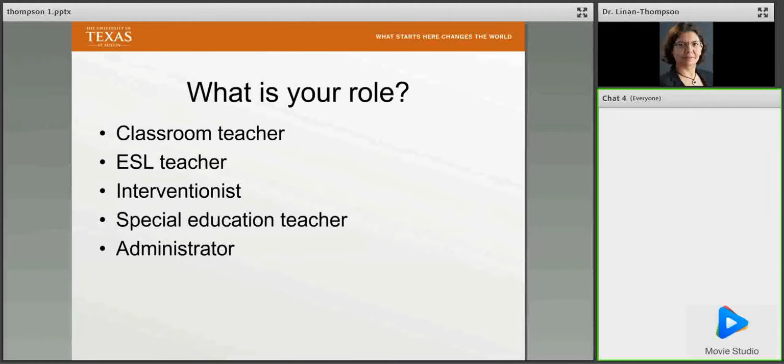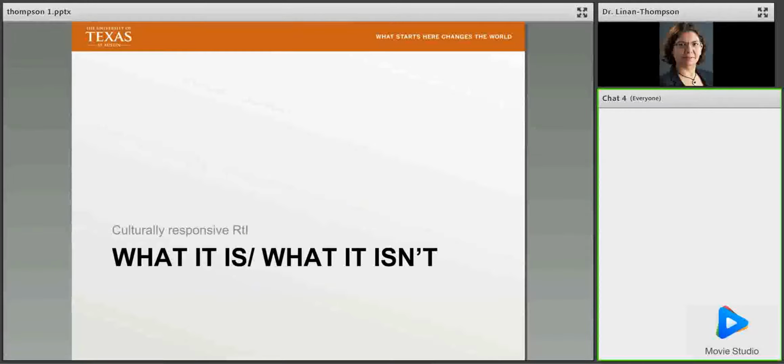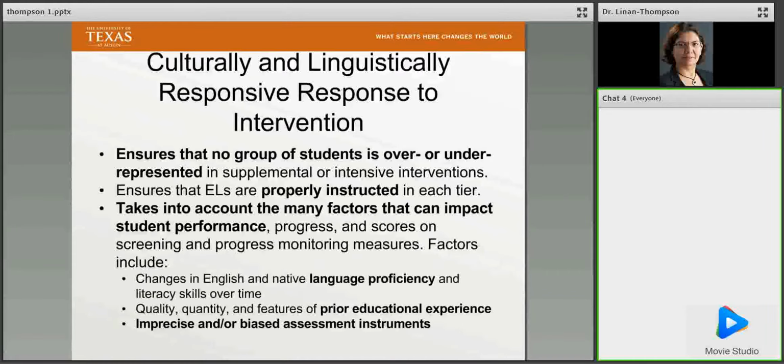Okay, so we can get going. So culturally responsive RTI, what it is and what it isn't. Well, the way we have been defining culturally, and we have added the linguistically part because we are working in dual language schools, but the way we've defined culturally and linguistically responsive response to intervention, the main thing is, the goal is to ensure that no group of students is over or underrepresented in supplemental or intensive interventions.